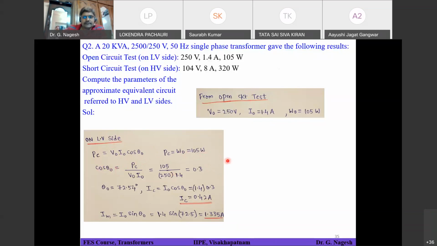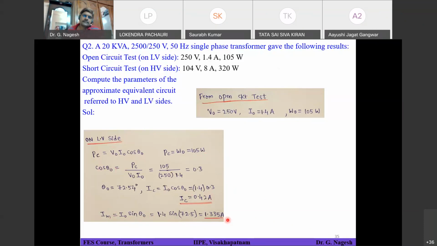Once you know cos theta naught, you can calculate theta naught. So IC is equal to I naught into cos of theta naught, which is 0.42 amperes, as some of you have already told. And IM is equal to I naught into sin of theta naught, which is going to be 1.335 amperes. I hope you all got this answer. It's easy only. You know the readings of the wattmeter, voltmeter, and ammeter. Simply you have to find cos theta naught and then find IM and IC.